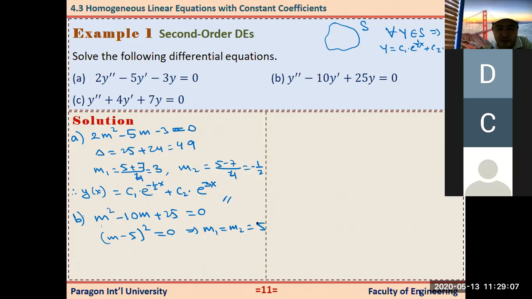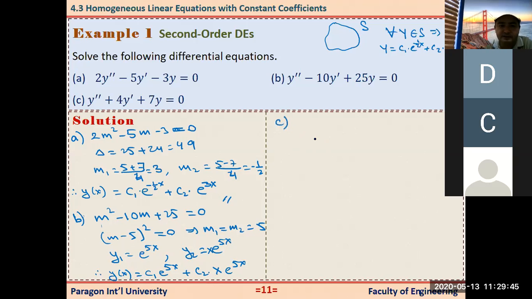And for example B, m is equal to 5. Then the first solution, y1, will be e to the power 5x, right? And the second partial solution will be e to the power 5x, and what we have here, we have x. If you just follow the steps, we will get this x. That's why the general solution of this differential equation will be c1 times e to the power 5x plus c2 times x e to the power 5x.